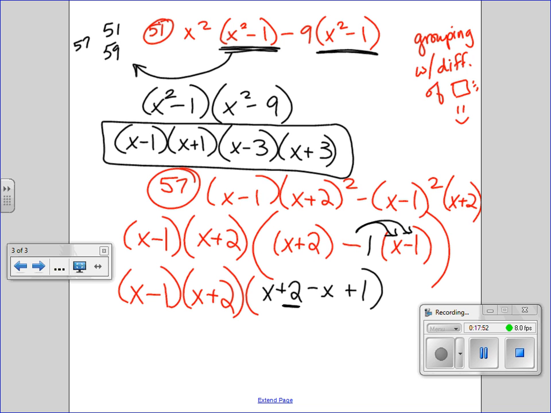What am I going to do with that last set of parentheses? Combine like terms, thank you. What happens to my x's? They cancel each other out. 2 plus 1 is 3. Can I leave the 3 at the end like that? I can. It's still going to be correct.